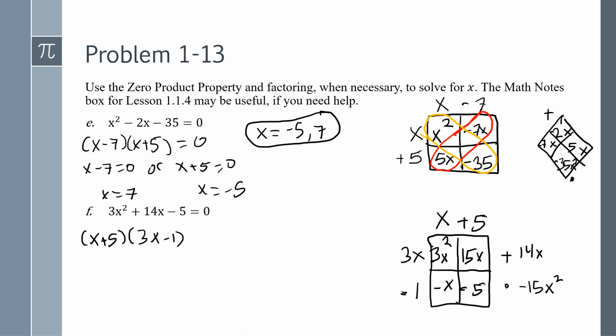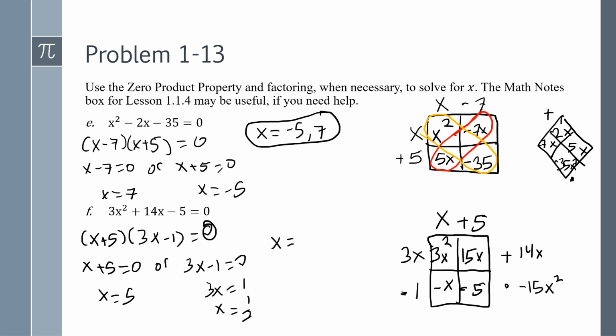And so that should still equal 0. So either x plus 5 is going to equal 0, or 3x minus 1 is going to equal 0. So subtract 5, get negative 5. Over here, I'm going to add 1 and divide by 3. So my answers are x is going to be either 1/3 or negative 5.